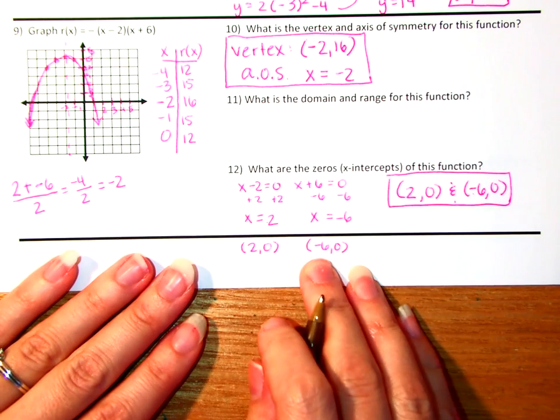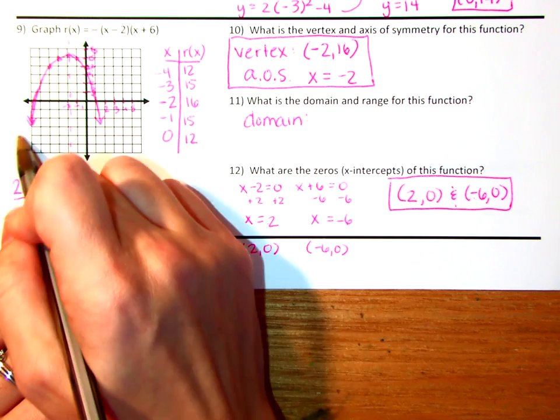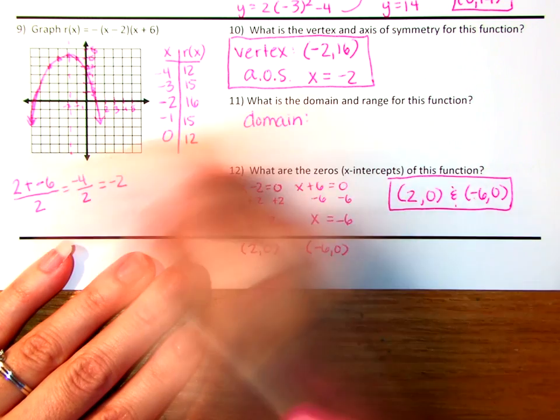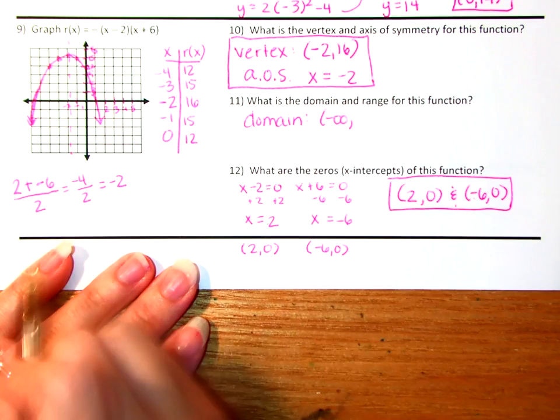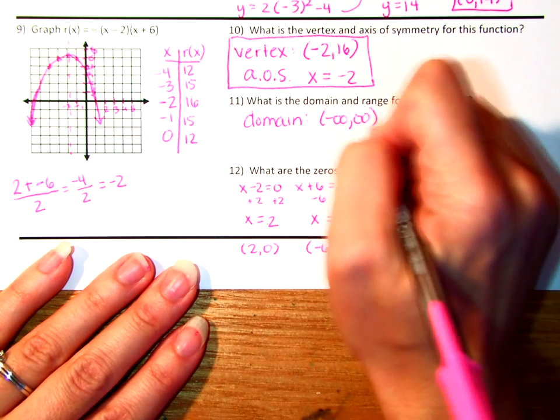It says, what are the domain and range? Remember, domain is all the possible x's, so the smallest x we can possibly have, if this forever goes to the left, would be negative infinity. The largest possible x we could have, if it goes forever to the right, would be positive infinity.